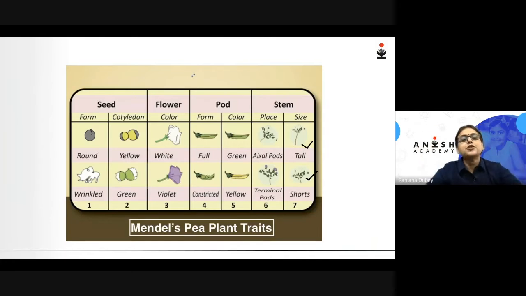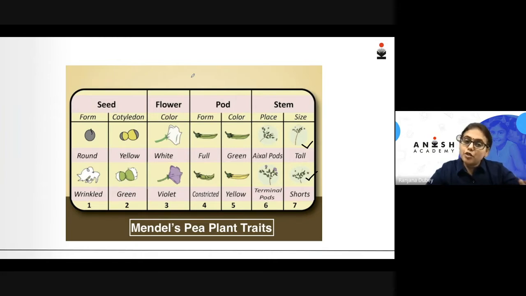Next, why did he select pea plants for his experiments? Well, the pea plant shows various ranges of contrasting or alternating traits. For example, in stem size, many plants of the same species were tall and many were short. The pods, some were placed axially, some at the terminal position. There were variations in the form of the pod as being inflated or constricted, and the color of the pod being green or yellow.